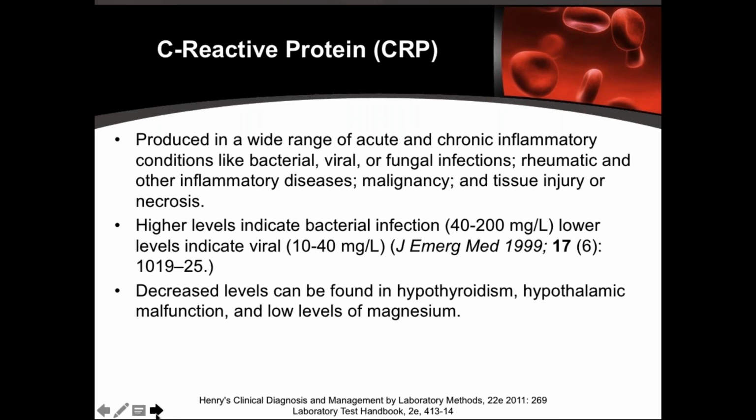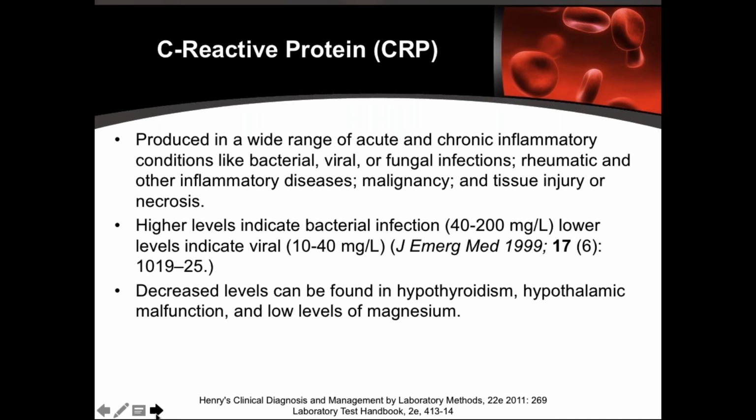Decreased levels of CRP can be found in hypothyroidism, hypothalamic malfunction, and other low levels of magnesium. So the thyroid, it's you guys' bread and butter, right? And so how many of you are using CRP to track these possibly low hypothyroid patients? And then, of course, as you know, there's a connection between hypothalamic actions and hypothyroid, right?